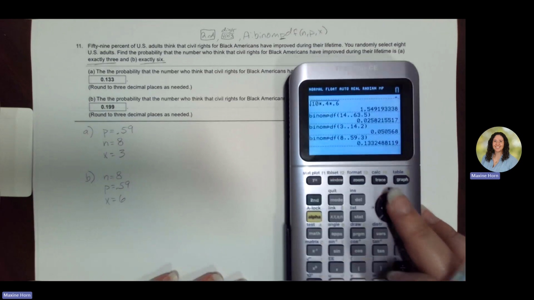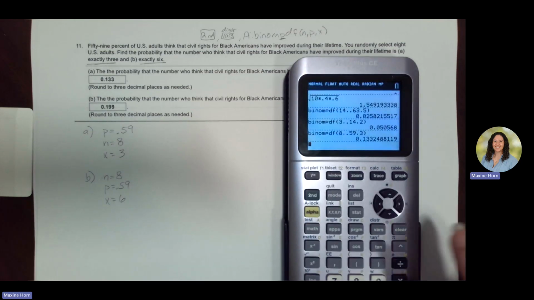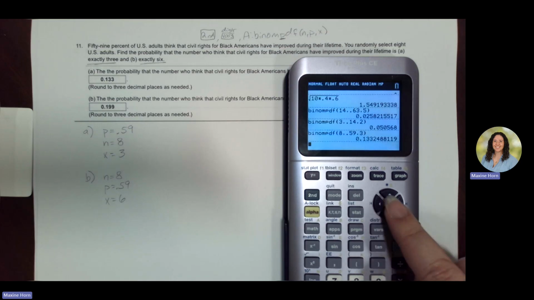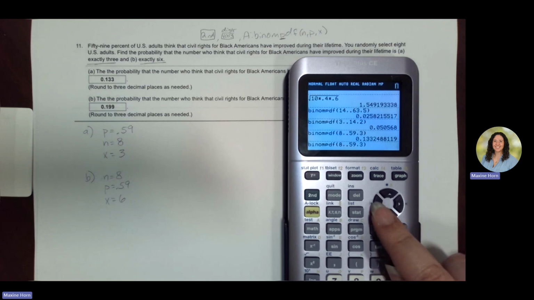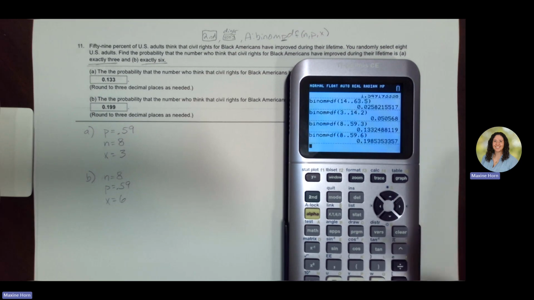Cool little thing that I learned how to do this semester. I could go back into the second vars menu, or if you arrow up and highlight the thing that you had and hit enter, it'll copy and paste it. And you can go in and say, okay, instead of 3, I want to change that to 6, and then hit enter. So that's a cool thing that you can do.